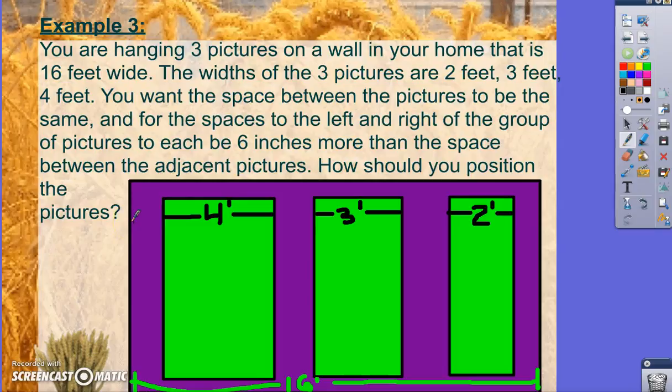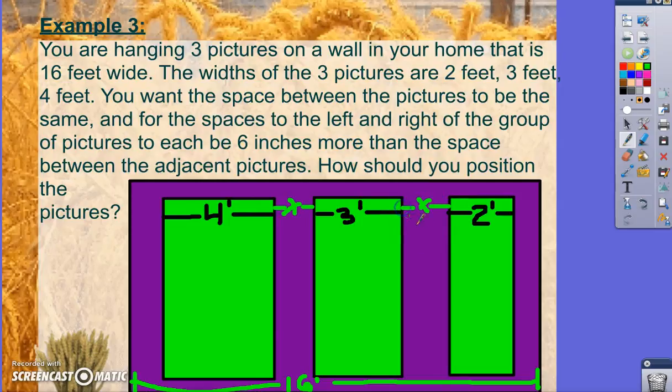Okay. Now, let's keep reading. You want the space between the pictures to be the same if the spaces to the left and right of the group of pictures to each be 6 inches more than the space between the adjacent pictures. All right. So between the posters or pictures, we want the same amount. So I'm going to call it x because we don't know what that number is. We want it to make it look even, right? This is going to be x.